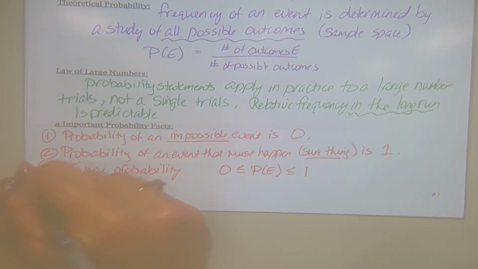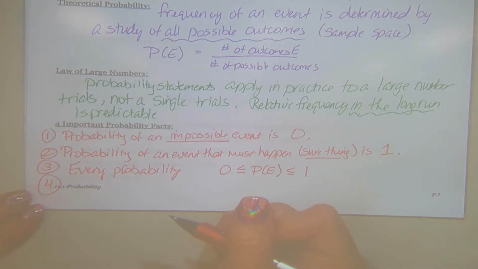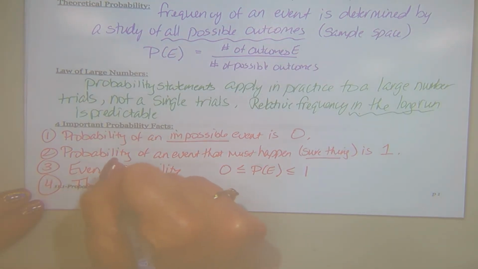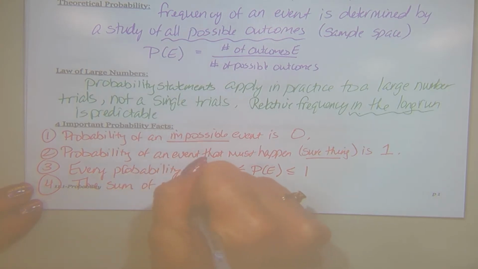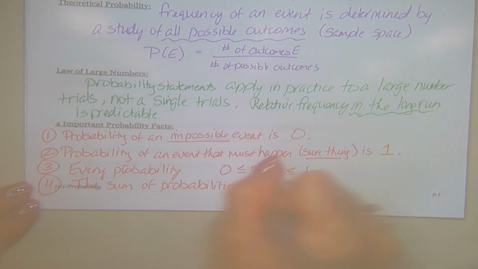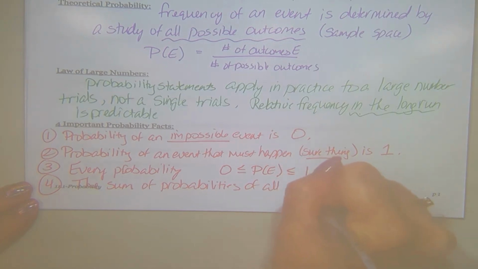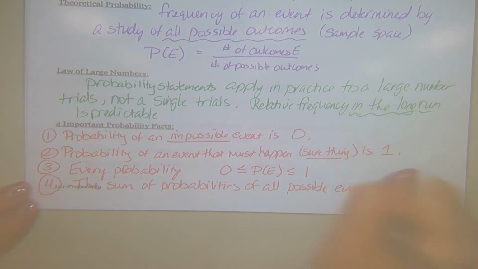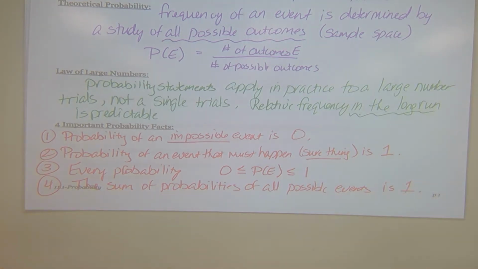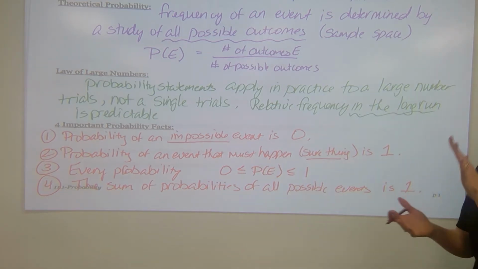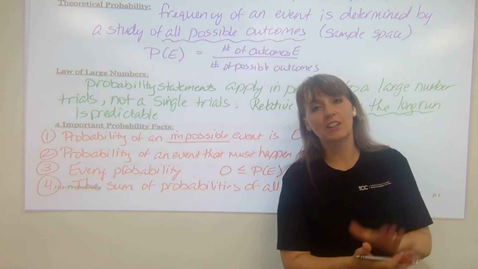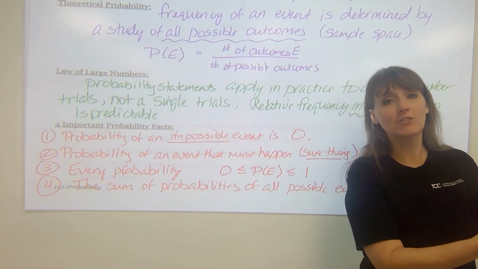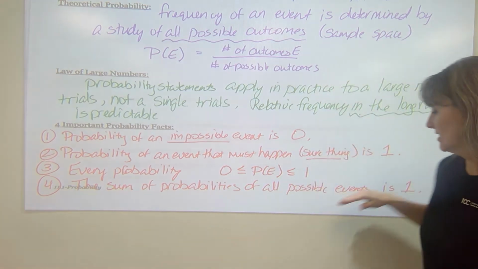The last important thing that we're going to list here is that if I add up all the ways things can go, the sum of the probabilities of all possible events is 1. So if my events were rolling that die, 1, 2, 3, 4, 5, 6, the probability of rolling a 1 plus the probability of rolling a 2 plus the probability of rolling a 3 plus the probability of rolling a 4 or a 5 or a 6, if I add all those together, the sum is 1.